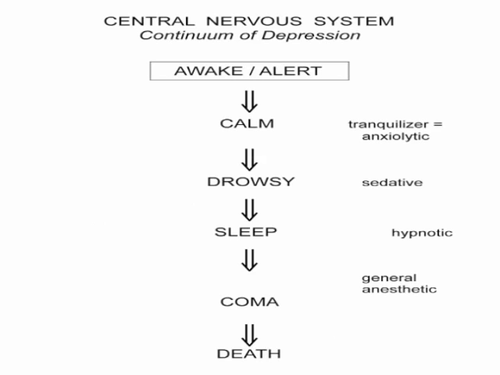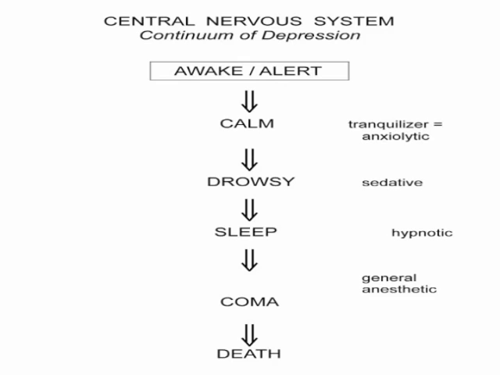In this diagram, the continuum of the CNS depression is depicted. We go from awake and alert at the top, and as we go down the list, we see that it goes from calm to drowsy to sleep to coma to death. Subsequently, there are medications that work at each stage. To calm a patient, we would use a tranquilizer or anxiolytic.